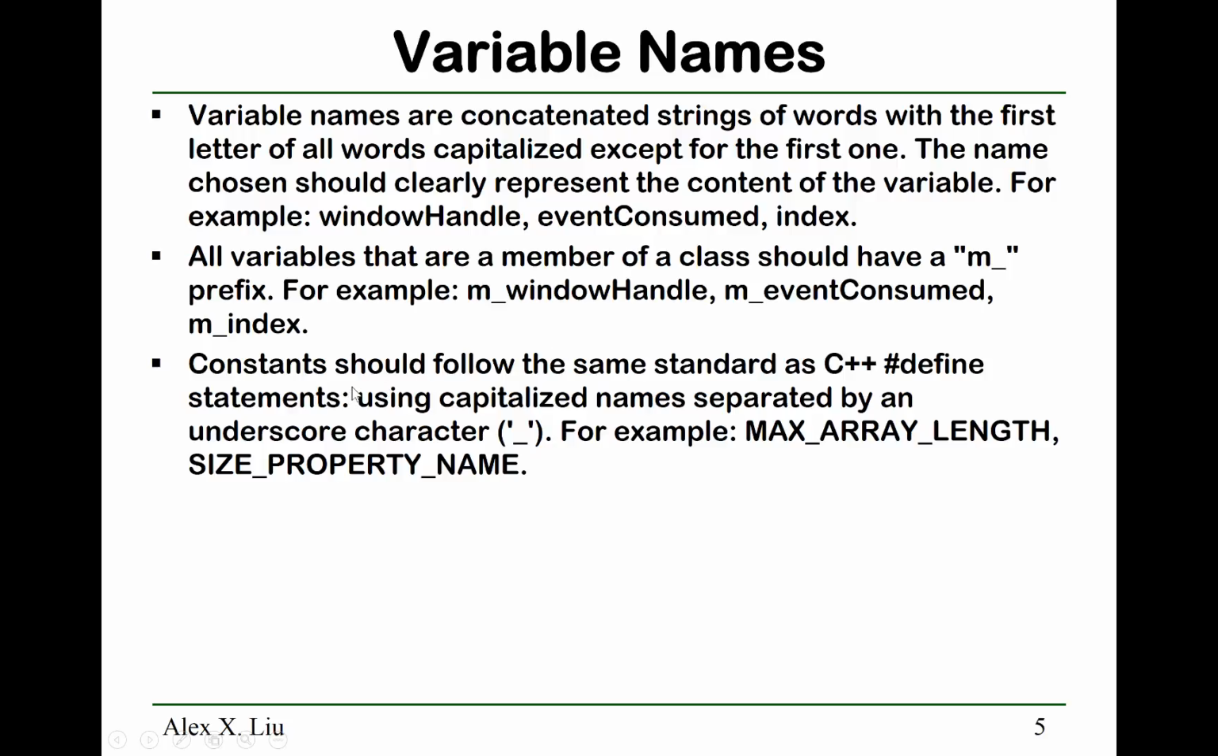And for constants, you should follow the standard in C++. You basically use all capitalized letters and use underscores to separate the words, such as MAX_ARRAY_LENGTH and SIZE_PROPERTY_NAME and so on.